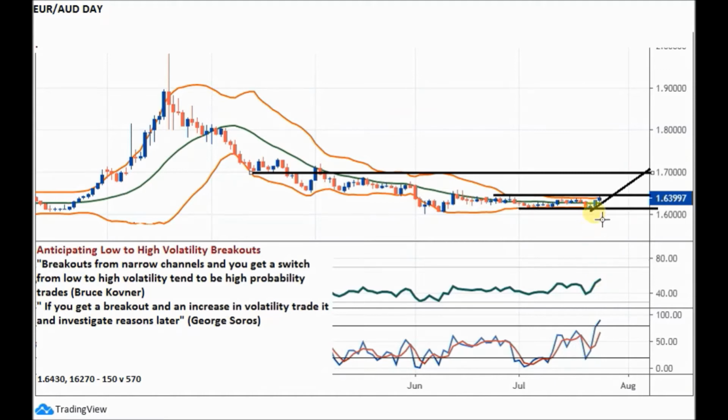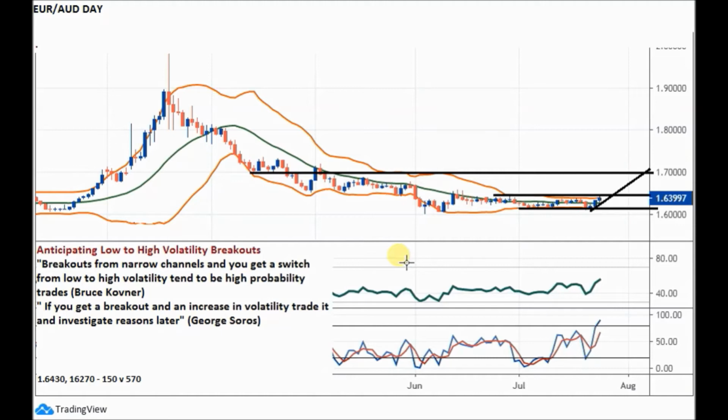Where would we place the stop? Well, I'm not going to go below the bottom of the range. I'm just going to go below this tail here on that candle. Okay, so I'd go 162.70. That gives 150 pip risk on the trade, but gives 570 in terms of reward.